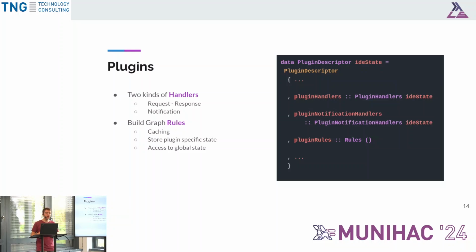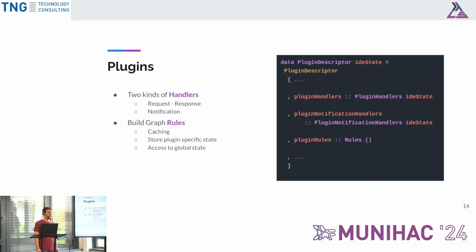So for example, when a Haskell source file changes, we can subscribe to these change events, and if they change, we can start type checking these files. So that's essentially what happens in the core plugins.